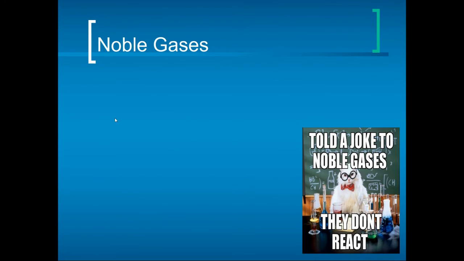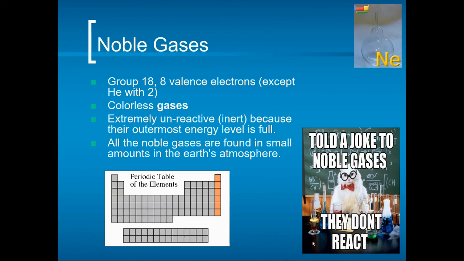Okay, then we have our noble gases. They don't react with anybody. That's the very last row. Group 18, they have 8 valence electrons, with the exception of helium, which has 2 valence electrons. They are all gases, colorless gases. They're extremely unreactive. The word for unreactive in chemistry is inert. Their outermost energy level is full. It has 8 electrons, 2 in the s and 6 in the p. So we're completely full. There's no room for any other element to come in and react. Therefore, they are unreactive. And they're found in small amounts in the Earth's atmosphere.